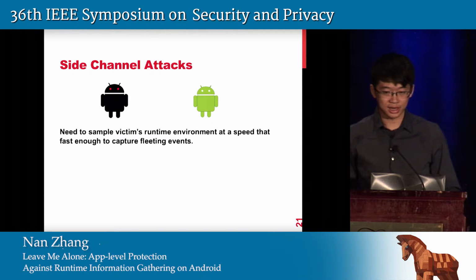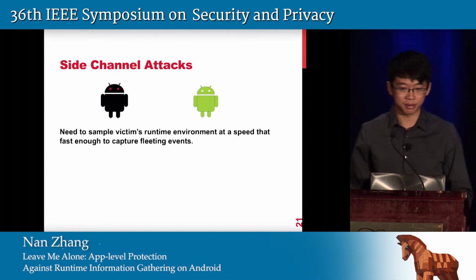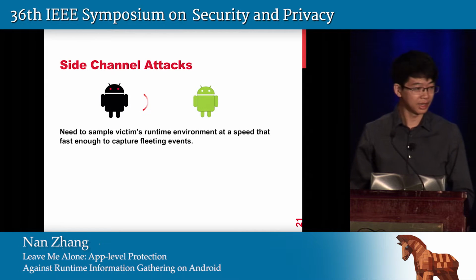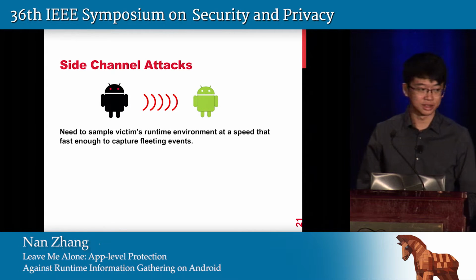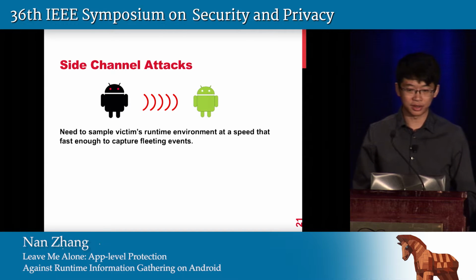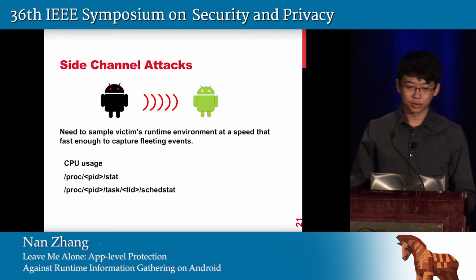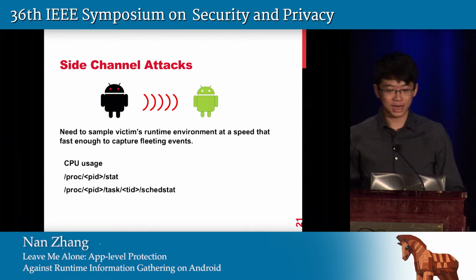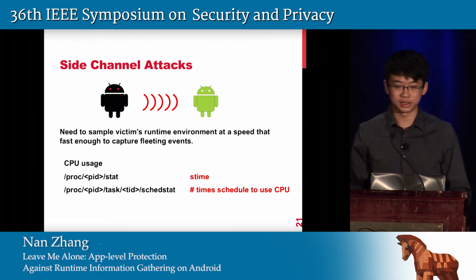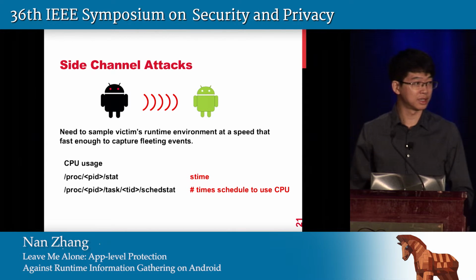And in side-channel attacks, we observed that the malicious app needs to sample the principal app at a very high speed, high enough to capture fleeting events. We looked into the CPU usage of the app, and we found that such action will cause the kernel time to increase, but the result is very rough. So we further looked into the scheduling statistics of each thread in this process. We found that every time the malicious app samples the principal app, its number of times scheduled to use the CPU will increase. We will use these two side channels to find malicious behaviors.